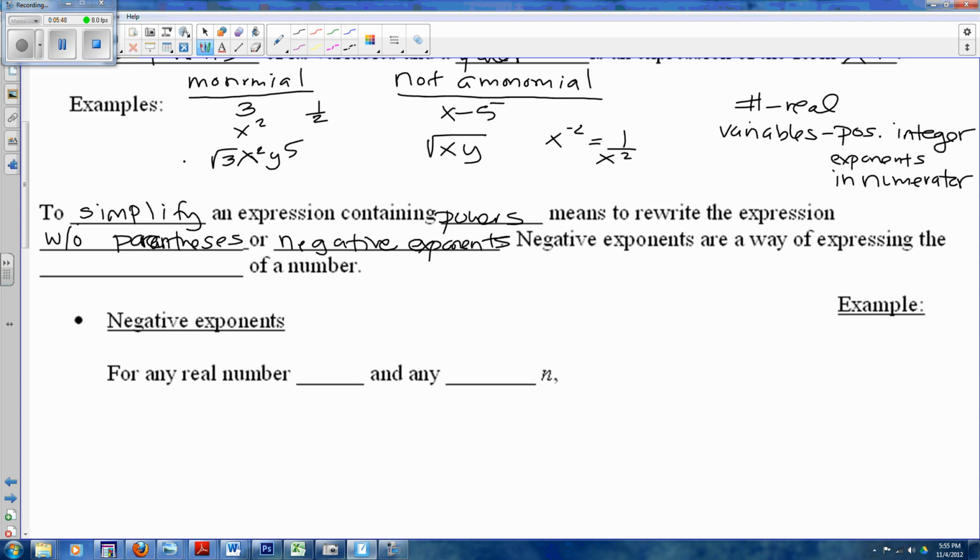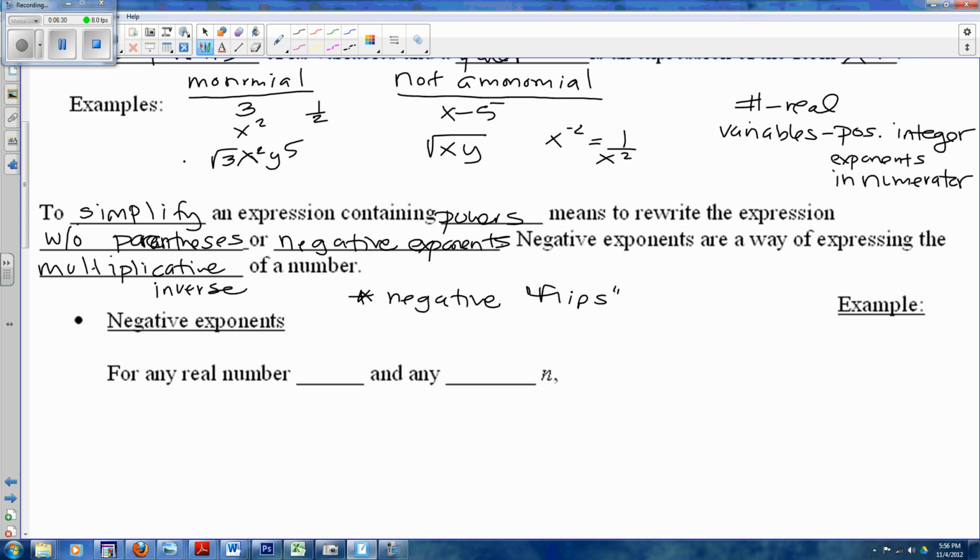Negative exponents are a way of expressing the multiplicative inverse of a number. Okay, multiplicative inverse means like the opposite. The negative flips. Okay, so here, basically, the main thing is that the negative flips the location. So it either flips it from top to bottom or from bottom to top.